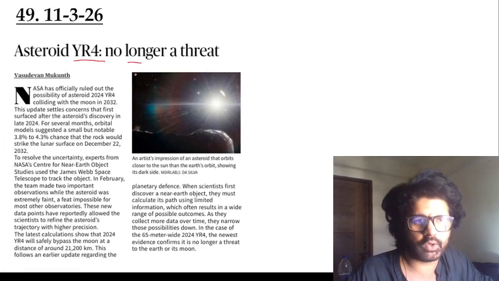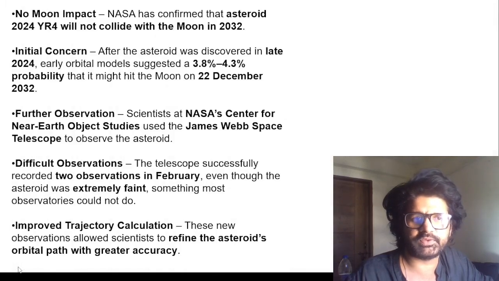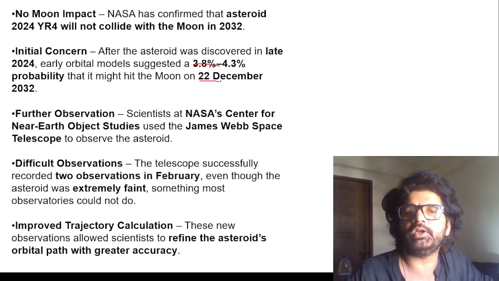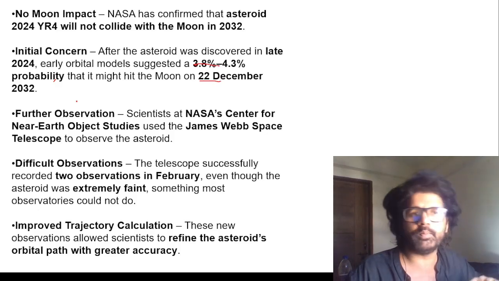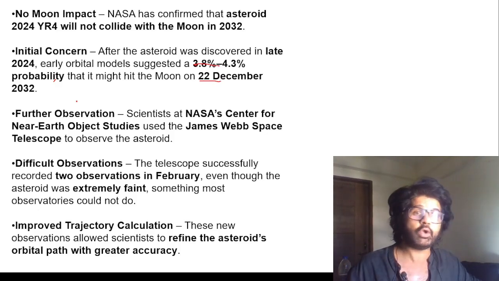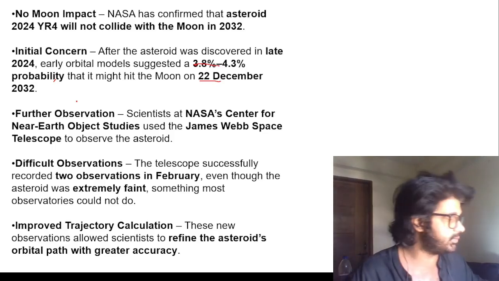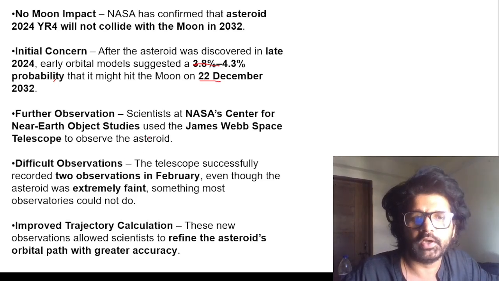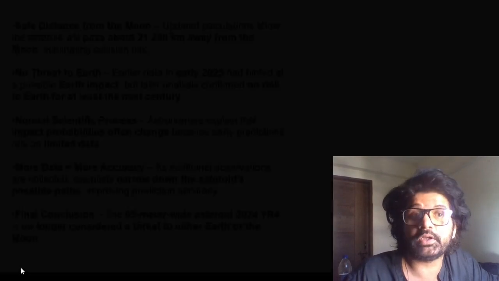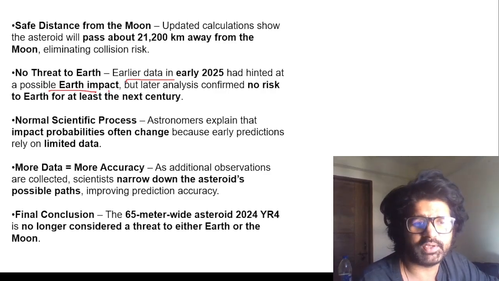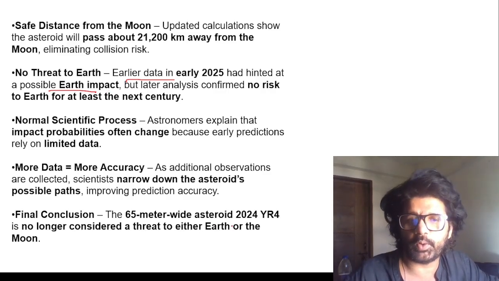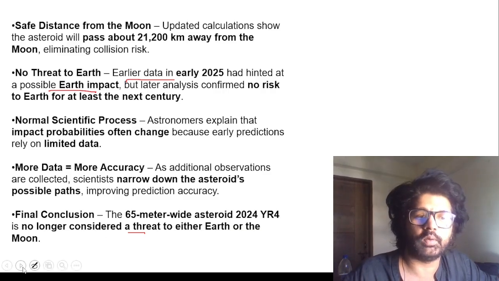Asteroid YR4 is a near-Earth object. Many people were saying it had around a 4% probability of hitting the Moon in 2032. Asteroids are rocky bodies mainly orbiting between Mars and Jupiter, but there can be some near-Earth asteroids and comets like YR4. Earlier they said it could hit the Moon, and 4% probability is a big number. If it can hit the Moon, there's also a probability it can hit Earth. Earlier data in 2025 had hinted at a possible Earth impact, but thankfully, the 65-meter wide asteroid 2024 YR4 is no longer considered a threat to either Earth or the Moon. Oh my god, how many such asteroids are there, guys?